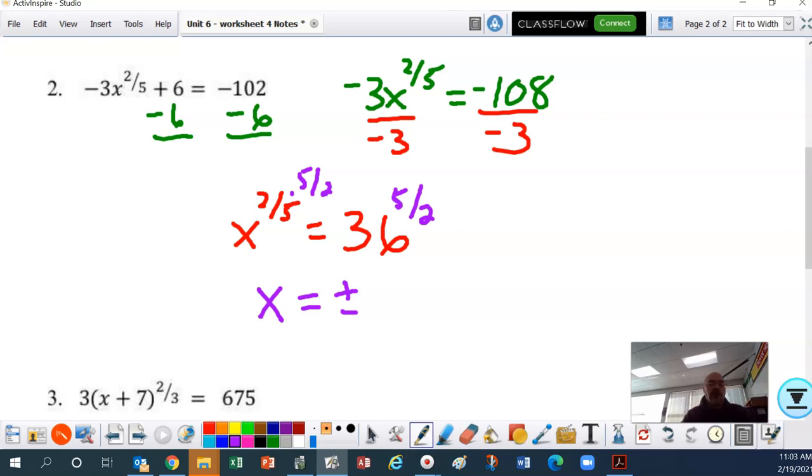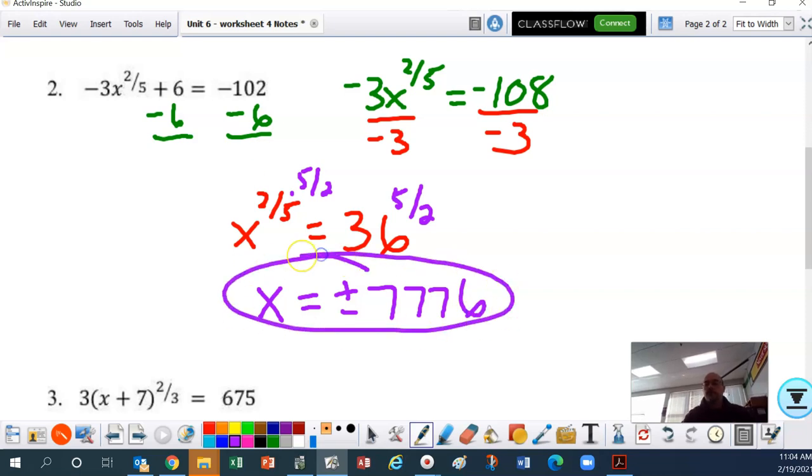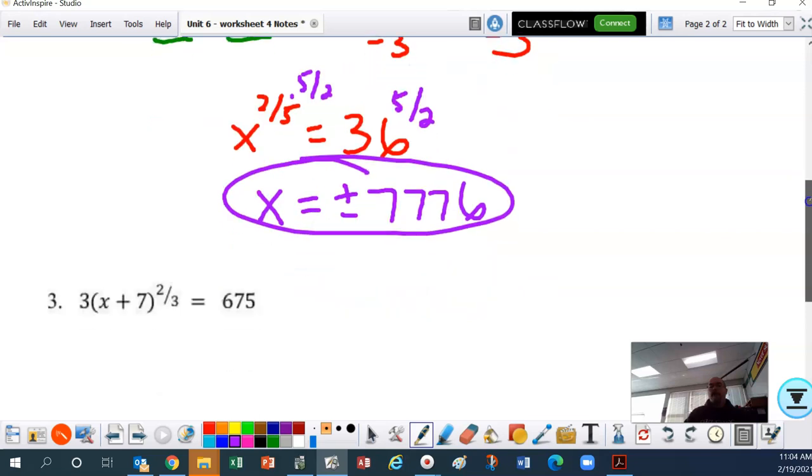So 36 to the 5/2 power. Again, I'm just typing it in. And I get positive negative 7,776. All right, moving on.